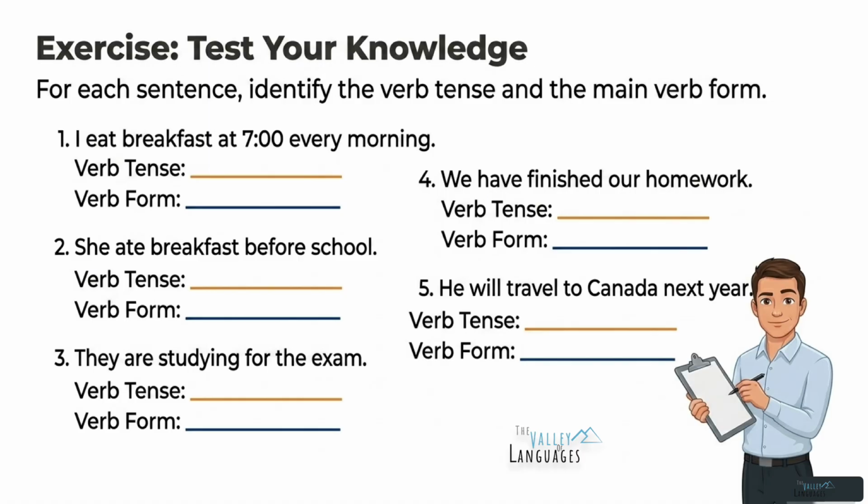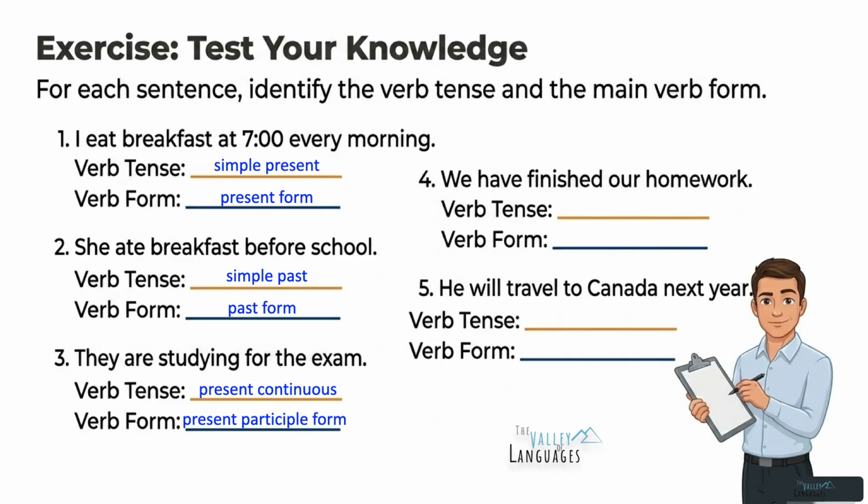Welcome back. Let's walk through these together and see how you did. For sentence 1, I eat breakfast at 7 o'clock every morning, the verb tense is simple present, and the verb form is the present form eat. Sentence 2, she ate breakfast before school, the tense is simple past, built using the past form shape, ate. For sentence 3, they are studying for the exam, the tense is present continuous. We built that using the auxiliary are plus the present participle, that ing form, which is studying.